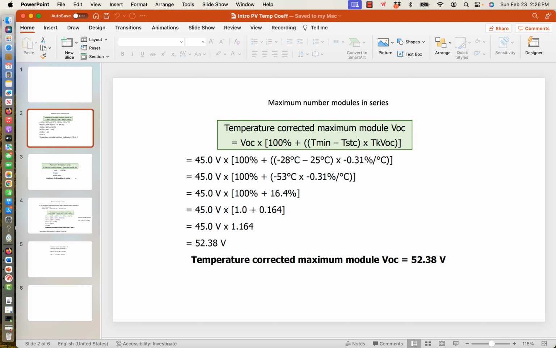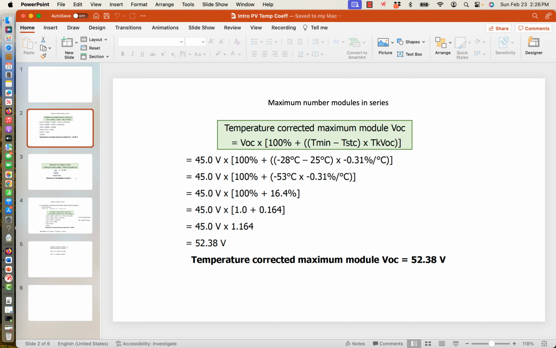So we get the VOC and temperature coefficient VOC from the data sheet. Temperature minimum is the record cold temperature for that location that we're building a system for. Temperature standard test conditions is 25 degrees C, and that is a constant. So let's add the numbers.